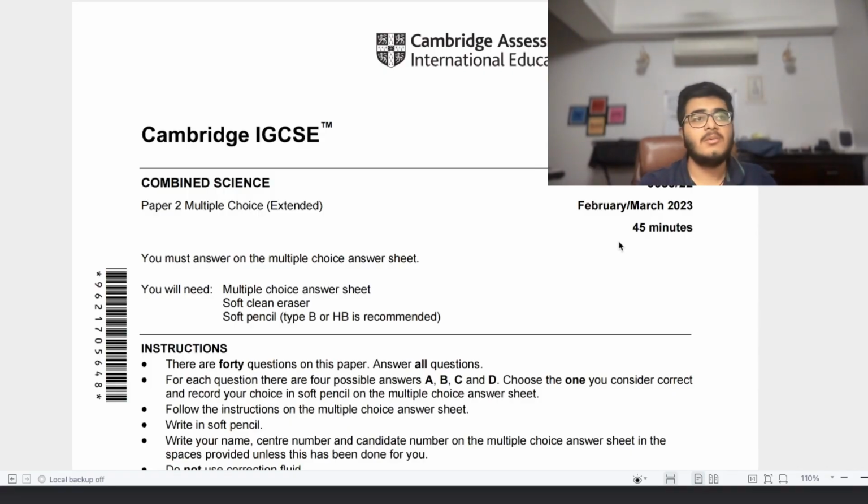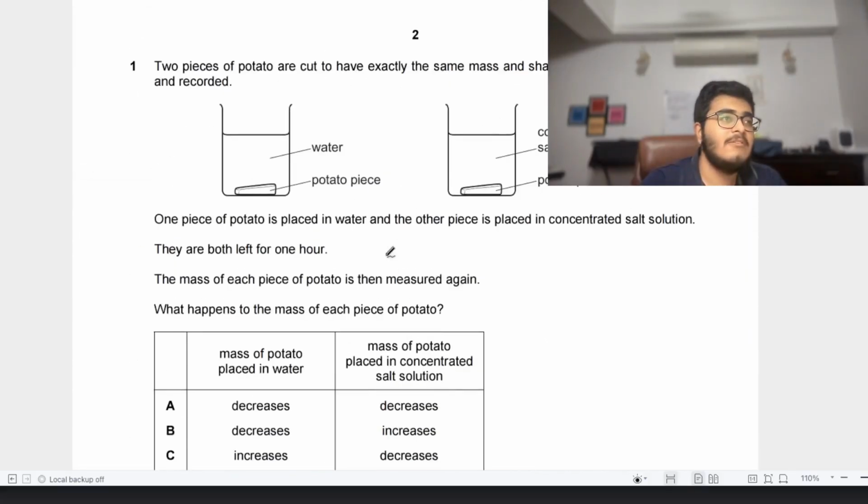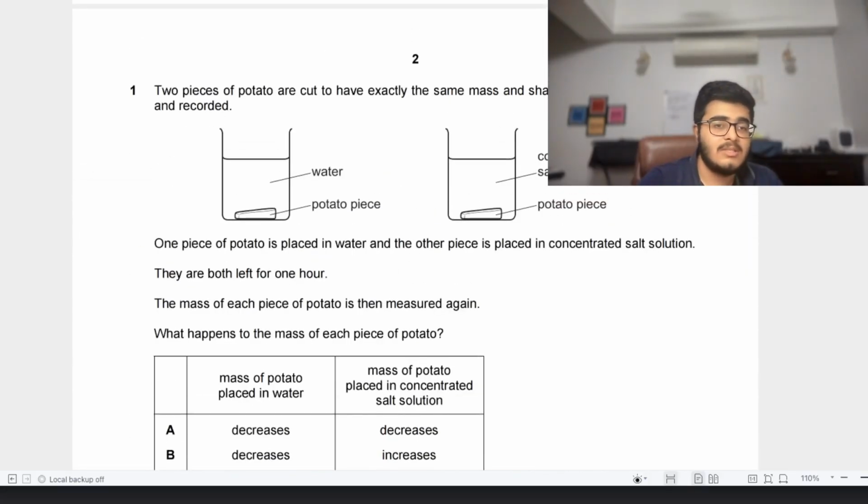Paper 22 MCQ February-March 2023. It's a 45 marks paper and I'm going to explain each and every question of this paper to you. Okay, starting with the first question, which is always the bio section, then chemistry and then physics.